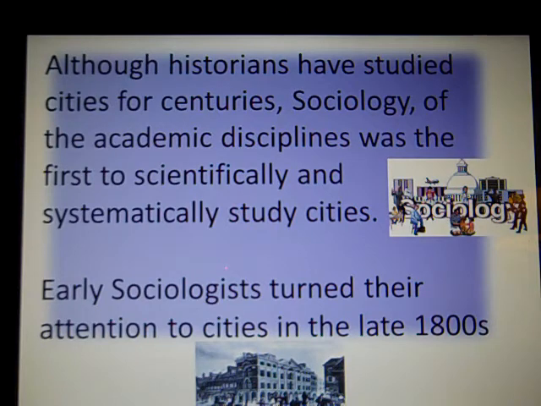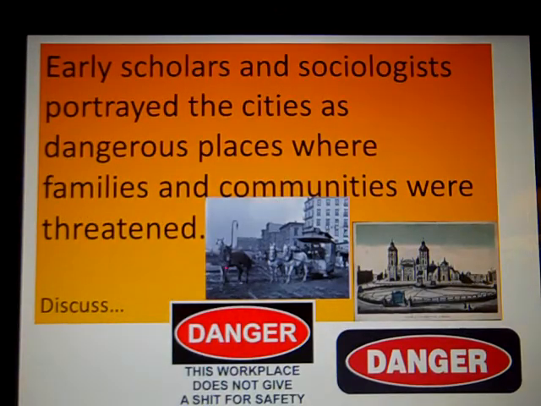Historians have studied cities for a long time, for centuries. Sociology, however, was the first of the academic disciplines to scientifically and systematically study cities. So we were the first social science, or any science, to really study the city from a scientific standpoint in a very systematic fashion. And we turned, as sociologists, our attention to cities in the late 1800s. If you remember, we talked at the beginning of the semester about some of the big people in sociology, our founding fathers like Marx and Weber and Durkheim.